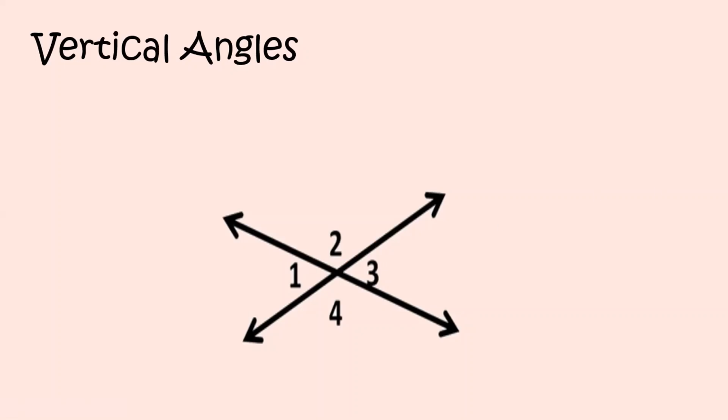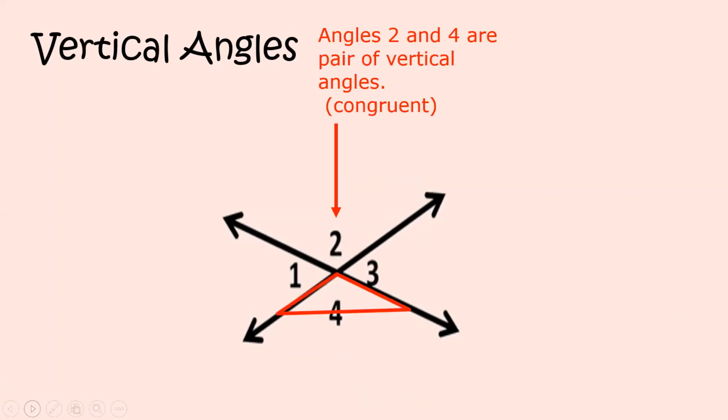Okay, so parallel lines and vertical lines, okay? That's what we're gonna talk about. These are vertical angles, okay? Vertical angles are angles that are across from each other. So that means that they are congruent, and congruent means the same. So angle 2 and angle 4 are vertical angles. They have the same measurements, okay?